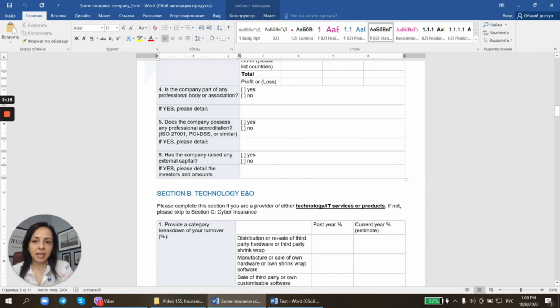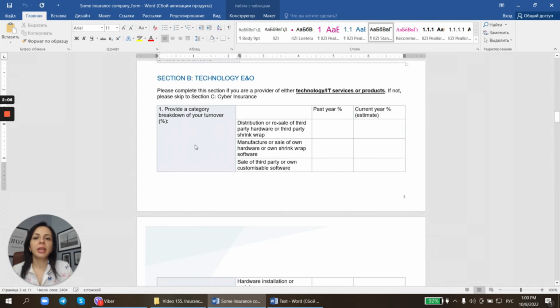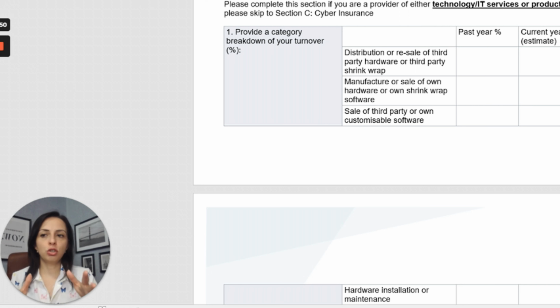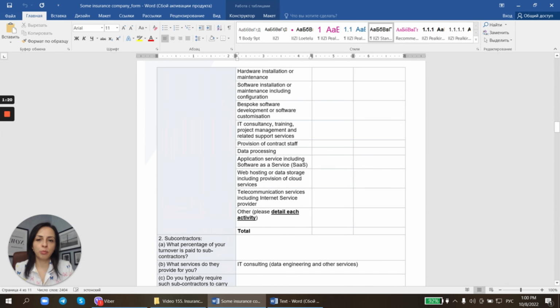Does the company possess any professional accreditation? Has the company raised any external capital? If yes, please detail investors and amounts. Section B, technology, E&O. And this section is a must to fill in if you are a provider of either technology, IT service, or products. And if you're not an IT service provider, then you skip to section C, cyber insurance. But that is, I guess, a must for any IT company to fill in this section. So it's all basically related to product business.